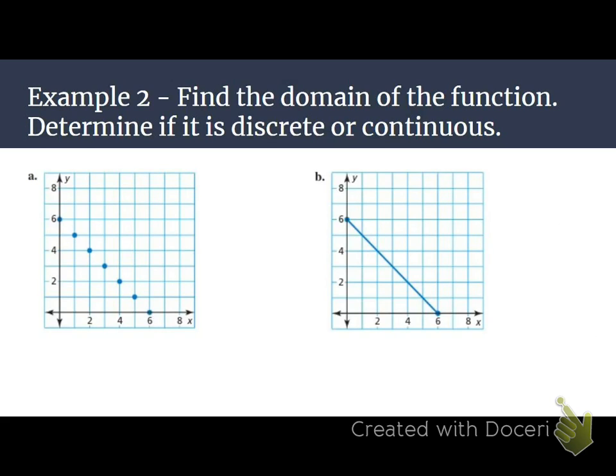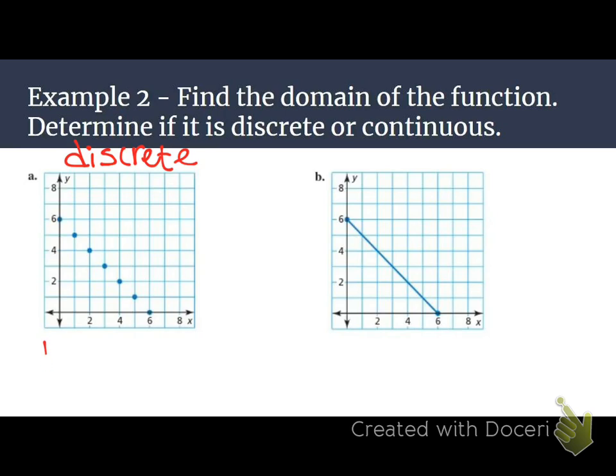Find the domain of the function. Determine if it is discrete or continuous. I would agree that A is discrete. What's the difference between the pictures on A and B? Okay, whether or not it has a solid line. On A, we do not have a line. We only have points. So on A, it's going to be discrete.